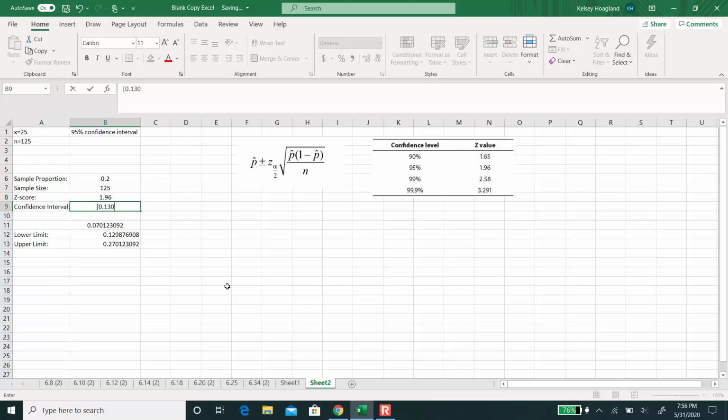0.130 to round it up, and then 0.270. Just to simplify it all and close it up in our brackets. And there we have the confidence interval of a proportion.